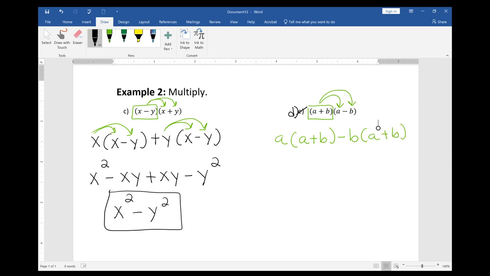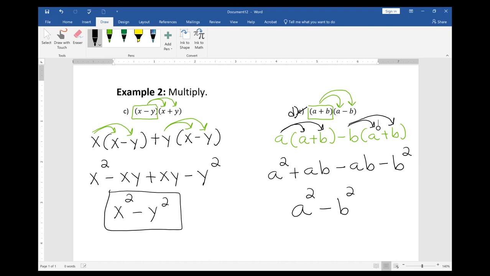Now we will continue our distribution. So we'll multiply A times A, A times B, negative B times A, negative B times B, leaving us with A squared. That's A times A. A times B will be AB, negative B times A will be negative AB, and negative B times B will be a negative B squared. If we combine like terms, AB minus AB will be 0, leaving us with A squared minus B squared.